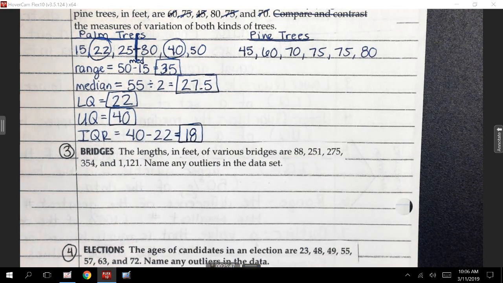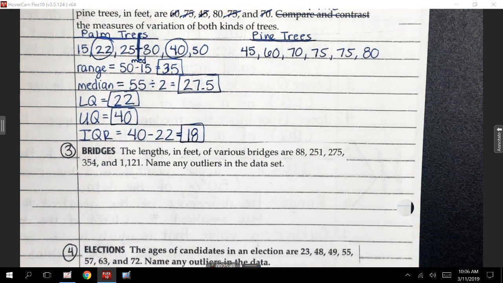Okay, there we go. All right, looking at my palm trees, guys, are there any outliers? Are there any numbers that jump out as being like, whoa, that's too big? Or, whoa, that's too small? Maggie? 50 is only 10 away from 40. And those numbers are pretty big, aren't they? So 50 doesn't make me go, whoa, that's really big, because it's compared to 40. It's not that different.